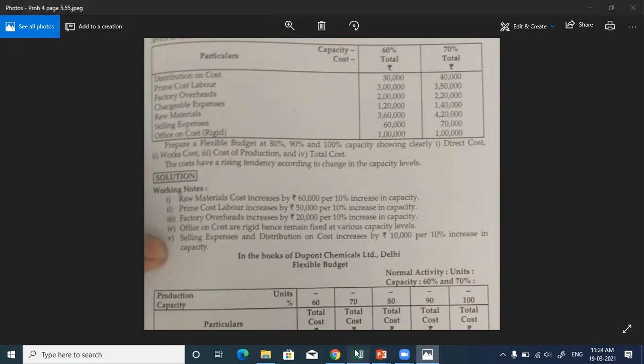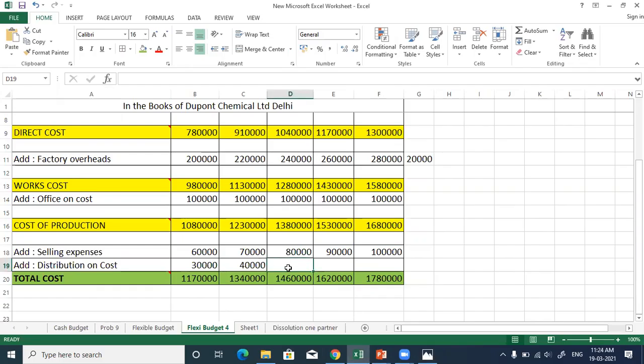So here 10,000 increase, 40 will become here 50,000, and then 50 will become 60,000, and then 60 will become 70,000 at the end. There will be a 10,000 increment every 10% capacity. Every 10% capacity, same year 10,000 also. This is fixed.